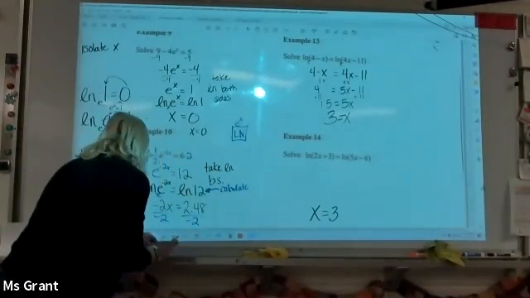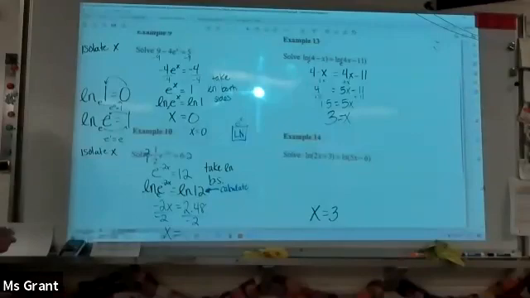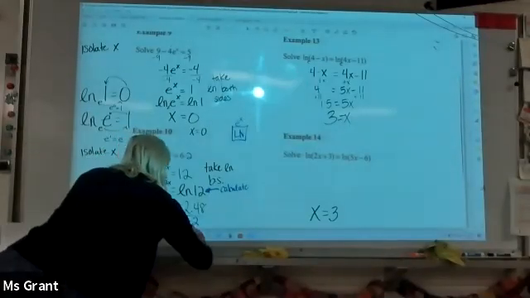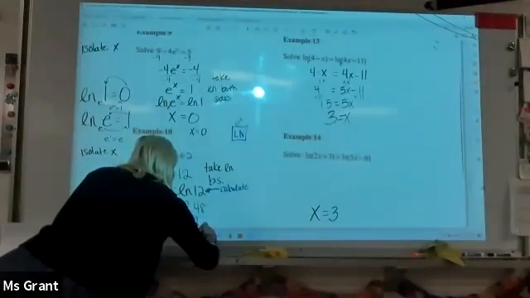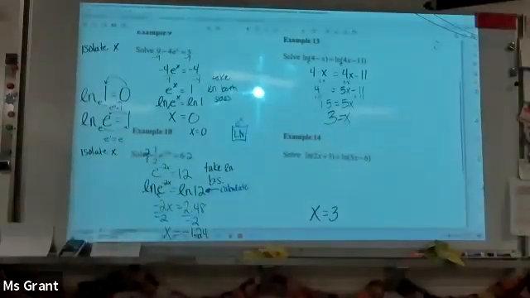x is approximately negative 1.2, like negative 1.24 or 25, whatever. They're all close enough. I would take both answers.